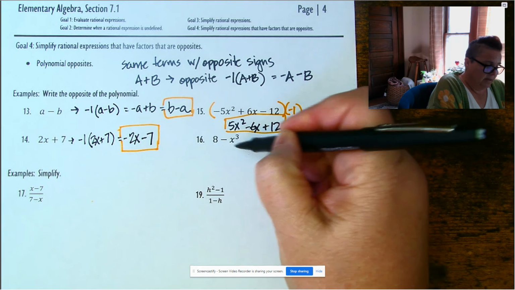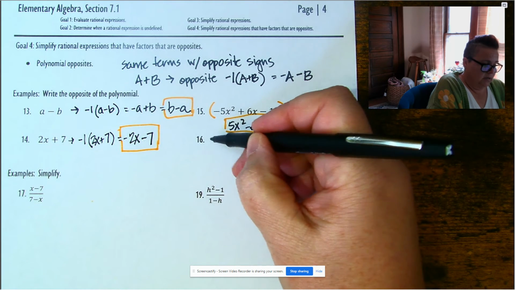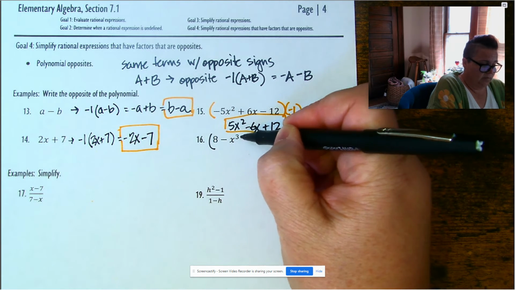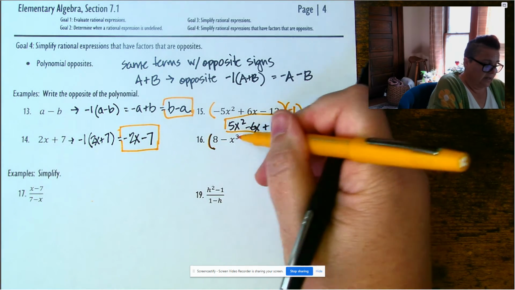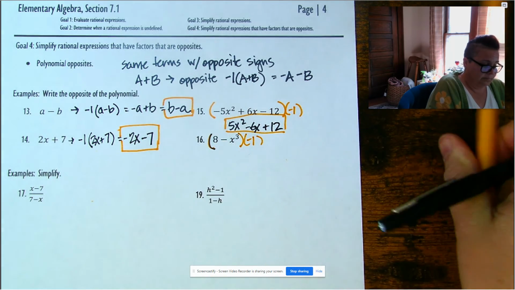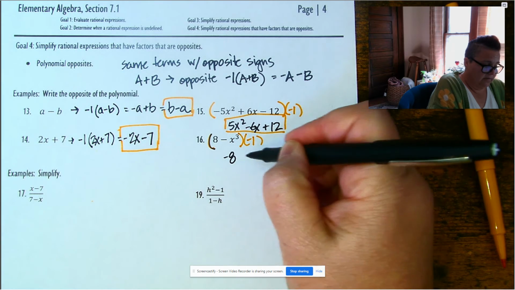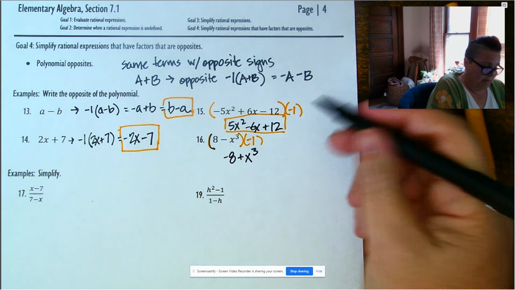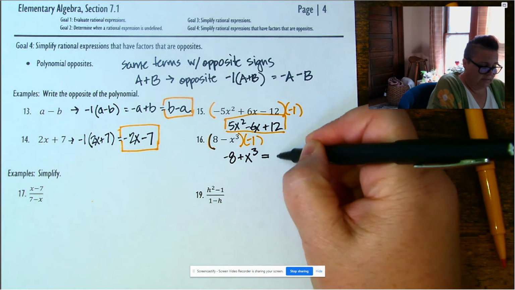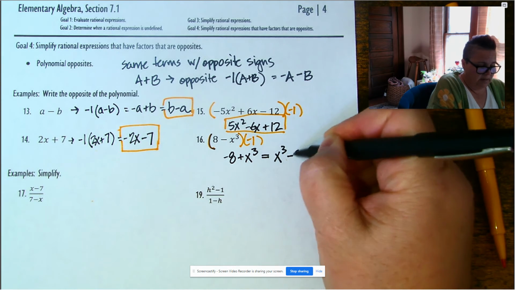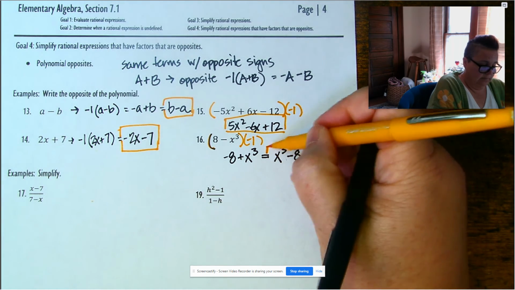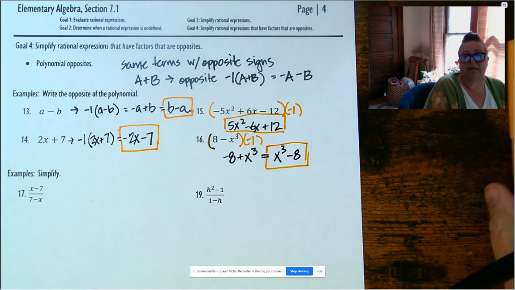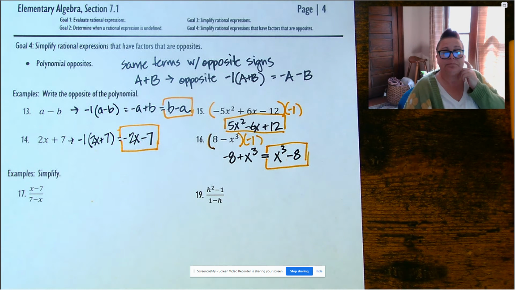If I have 8 minus x cubed, in order to find the opposite, I would multiply all of this by a negative 1. That's going to give me a negative 8 plus x cubed. We will often write the positive first, which is the same as x cubed minus 8. All right. So, can you recognize when you have opposites?